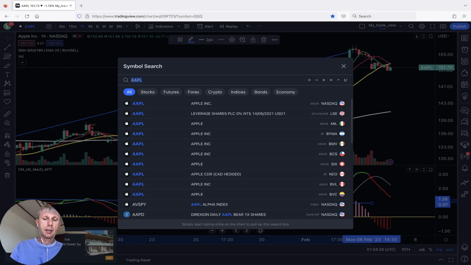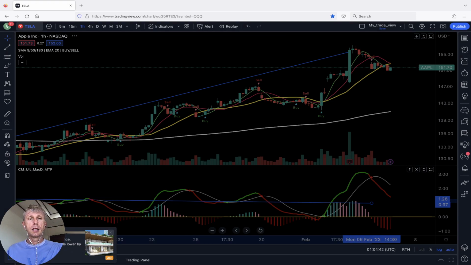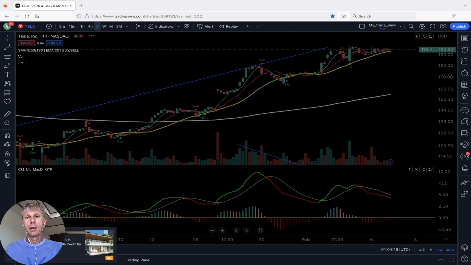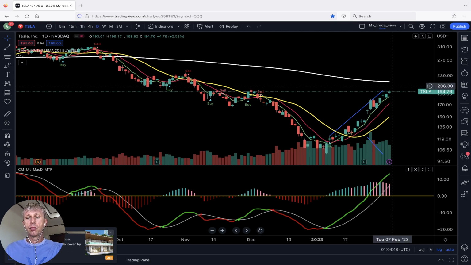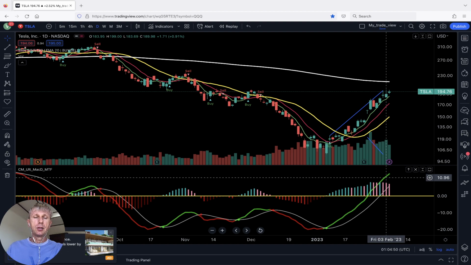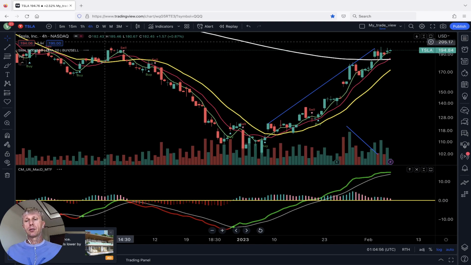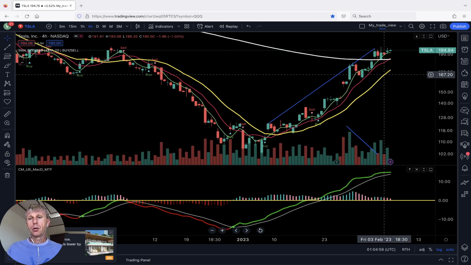Let's move to Tesla. Tesla on daily time frame. Price action is uptrend, bullish trend. MACD is still green, bullish. No changes. Let's move to 4 hours. 4 hours. It's also bullish.